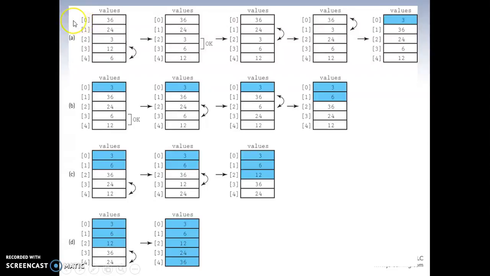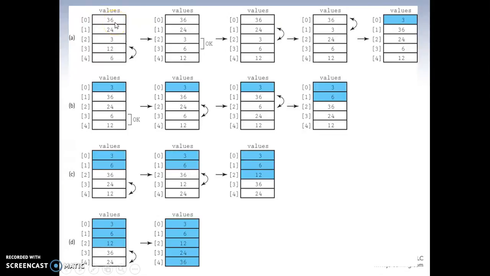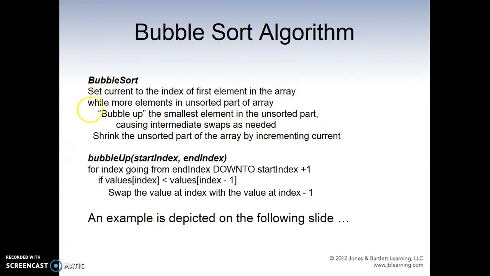So current is going to start from, let's look at, it says set current to the index of the first element in the array. Okay, so 36, right? What's next? While more elements in the unsorted part of the array, bubble up the smallest element in the unsorted part. So we have to look at bubble up now. Start index 0, end index pretty much just 4, right? So for index going from end index down to start index plus 1.